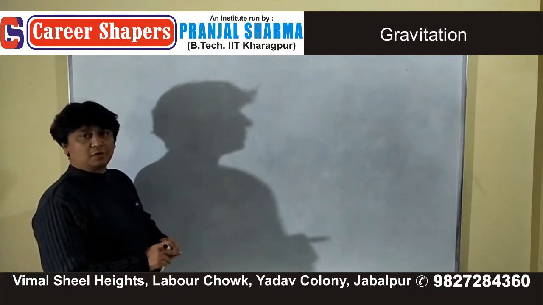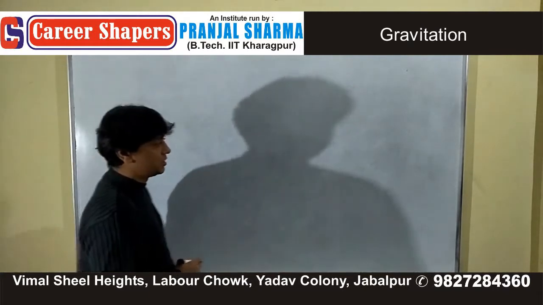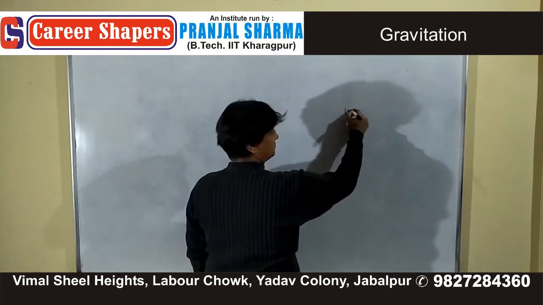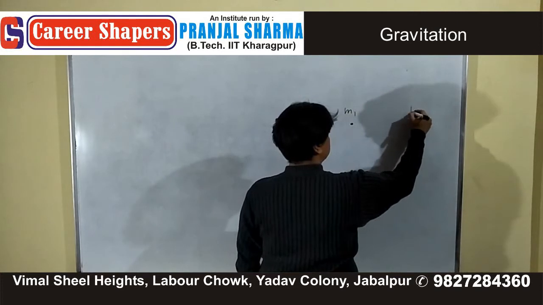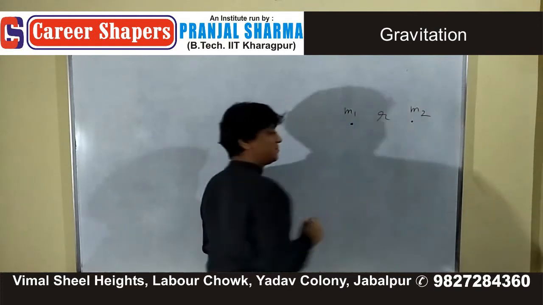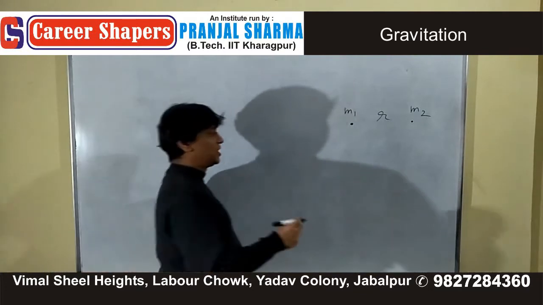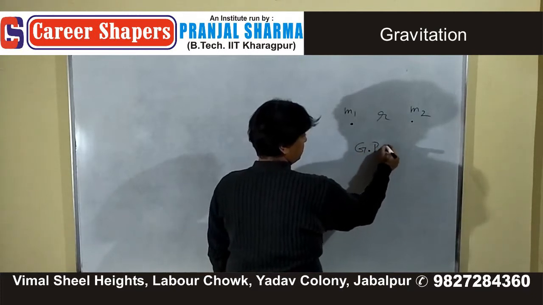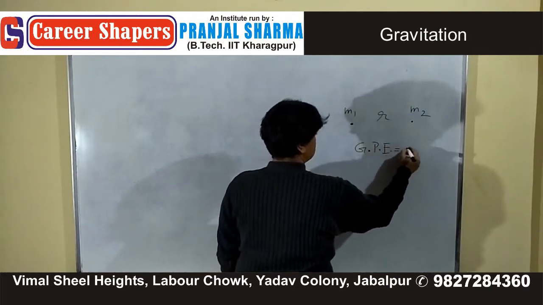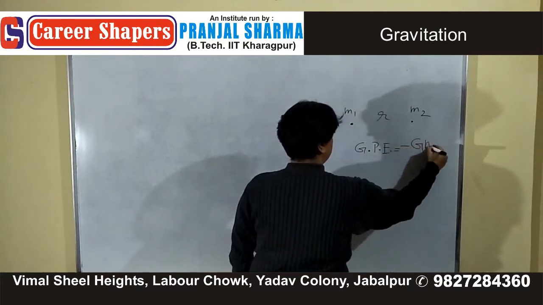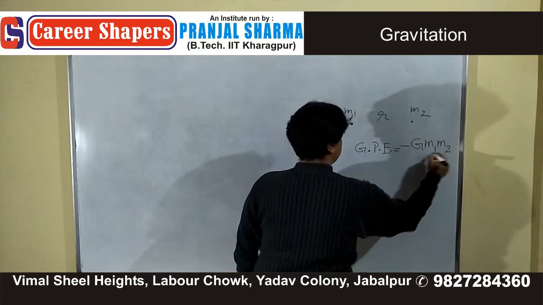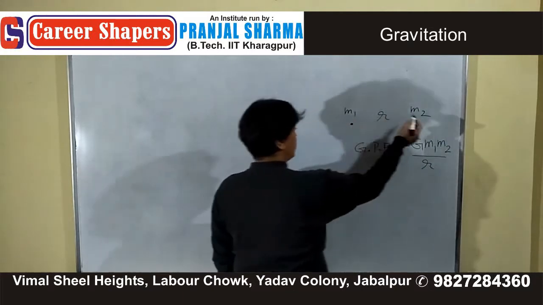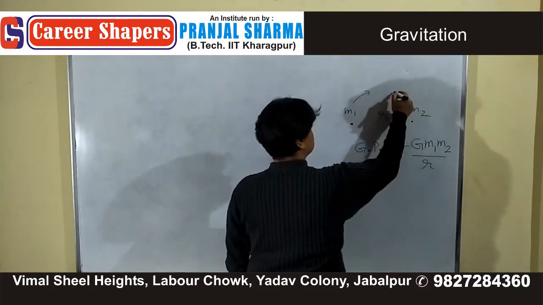Let's see some examples on gravitational potential energy. For 2-point masses M1 and M2 separated by a distance of r, we have developed gravitational potential energy as minus of G M1 M2 divided by R, provided M1 and M2 are point masses.